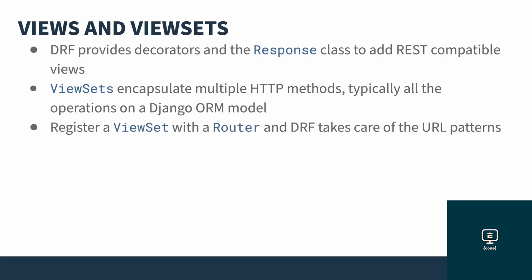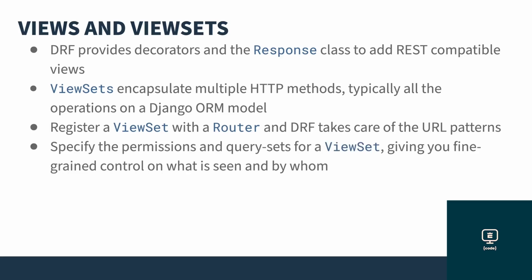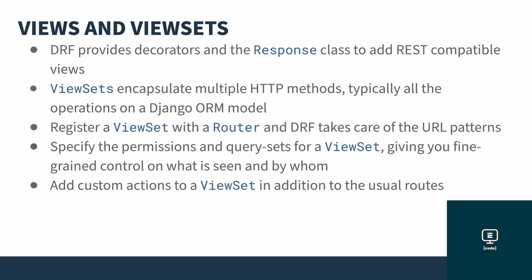You can create a DRF router object to register one or more view sets, and it will automatically map that view set to the necessary URL patterns. You can manage who sees what data and what they're allowed to do with it by specifying permissions and query sets associated with a view set. You can also add custom actions to a view set in order to augment the base REST calls.